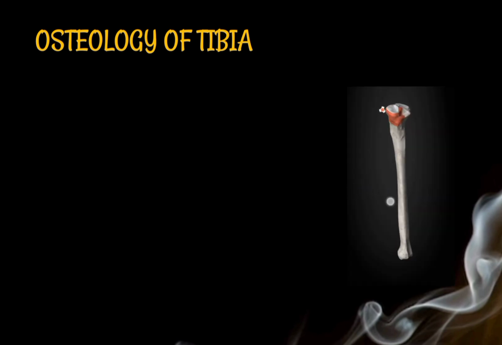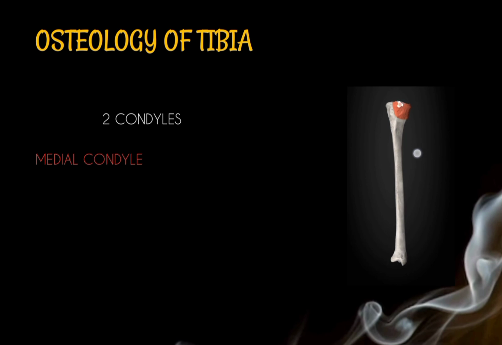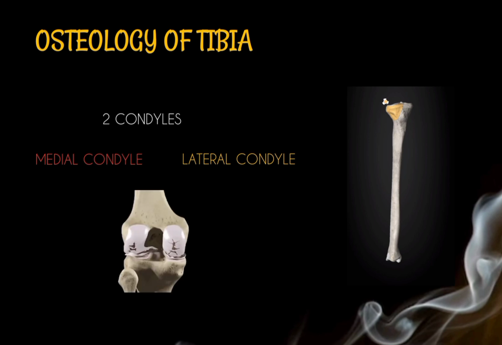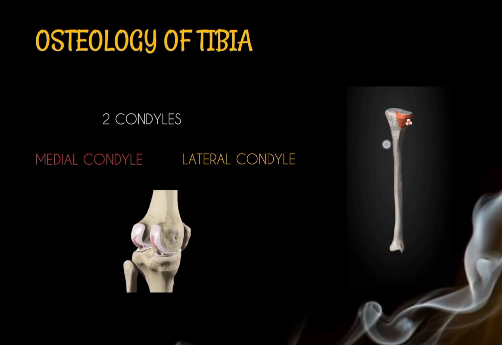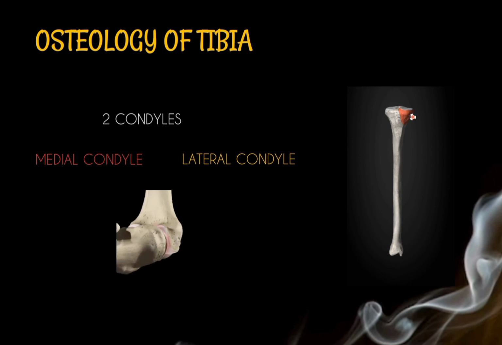So guys, in the upper end of the tibia bone you will find two prominent condyles, the medial condyle and the lateral condyle. This area marked over here in red is the medial condyle of the tibia that articulates with the medial condyle of the femur to form the knee joint, and this is the lateral condyle of the tibia, and this condyle articulates with the lateral condyle of the femur to form the knee joint. So these two condyles are forming the knee joint by articulating with the medial and the lateral condyle of the femur bone.